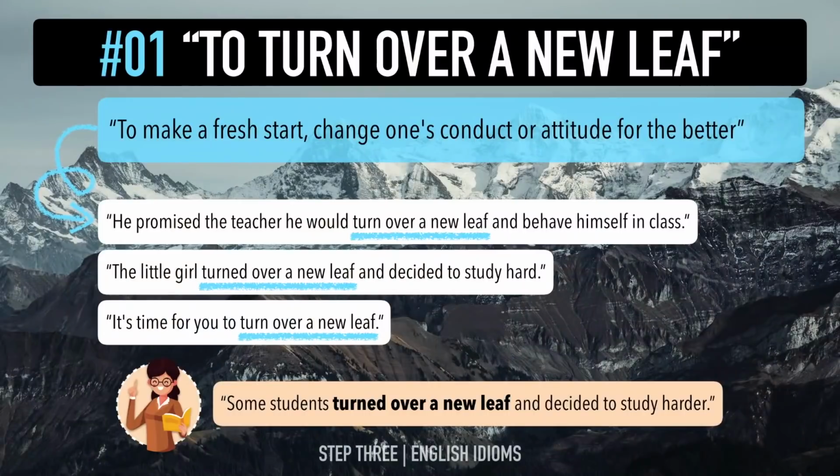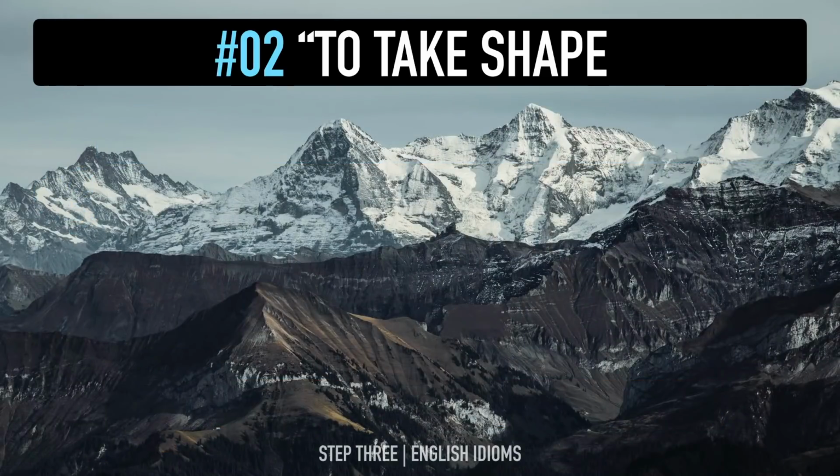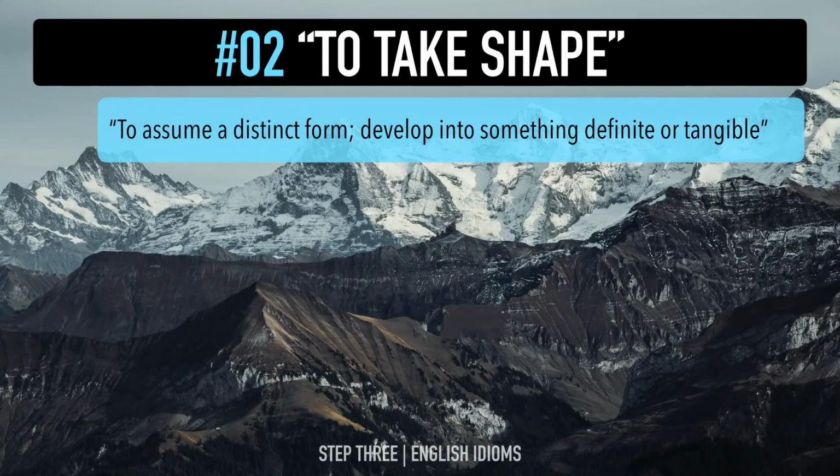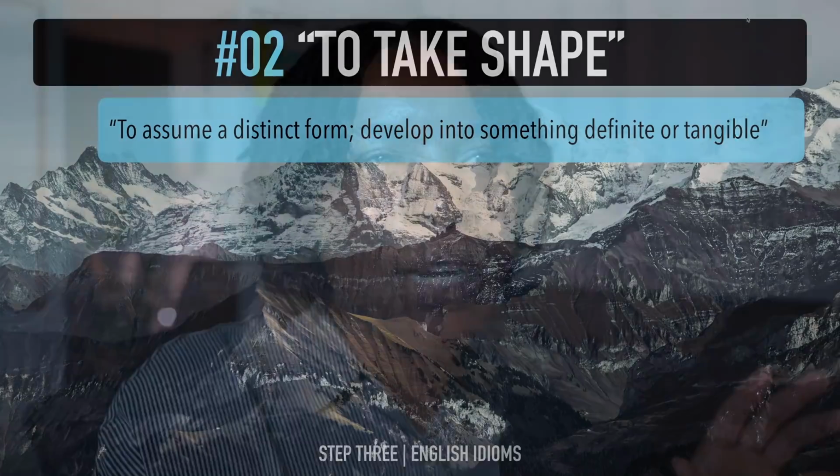We're going to study harder. Makes sense, right? Okay, now the second idiom you can use for this step is right here. To take shape. And this just means to assume a distinct form or to develop into something definite or tangible. Think about it. When you have an idea, it's really just in your mind, right?